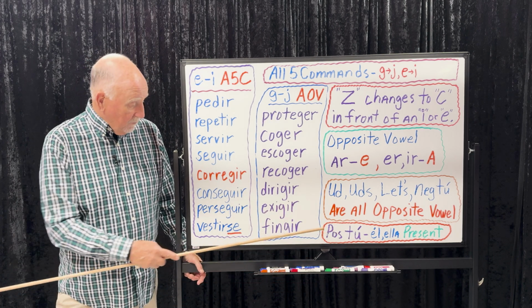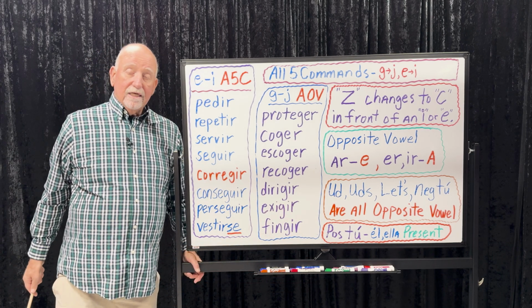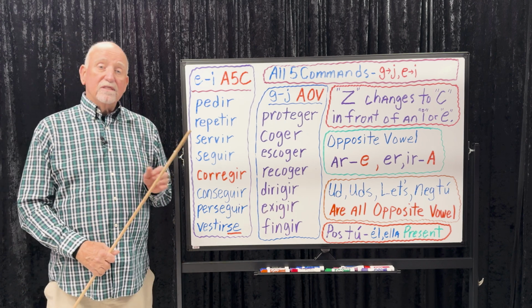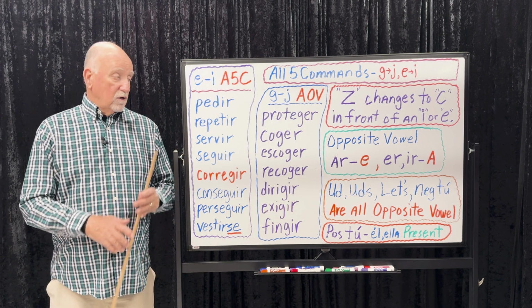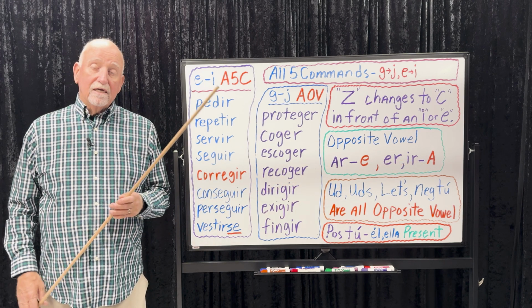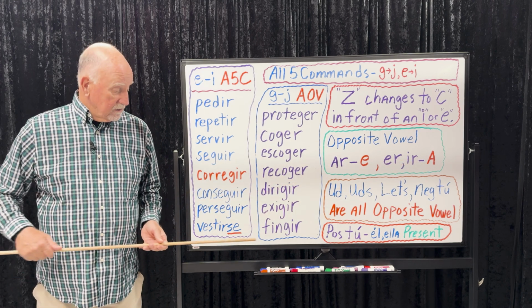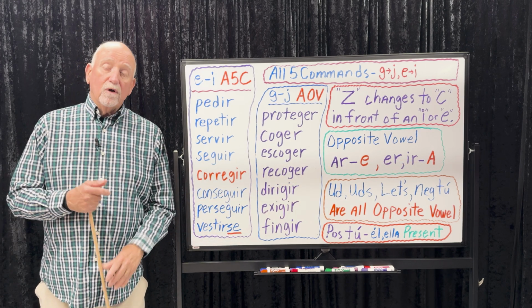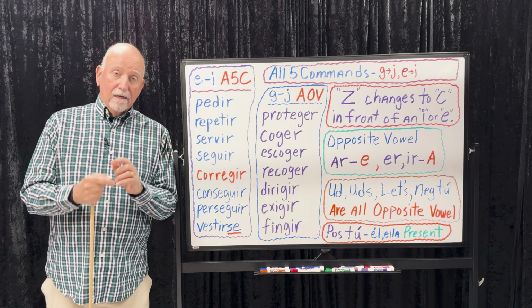And then we have vestirse. That's E to I. The yo form would be visto, V-I-S-T-O. So we're going to take that O and change it to an A, so it's vista, V-I-S-T-A. Take your se and put it at the end. One word, vistase.